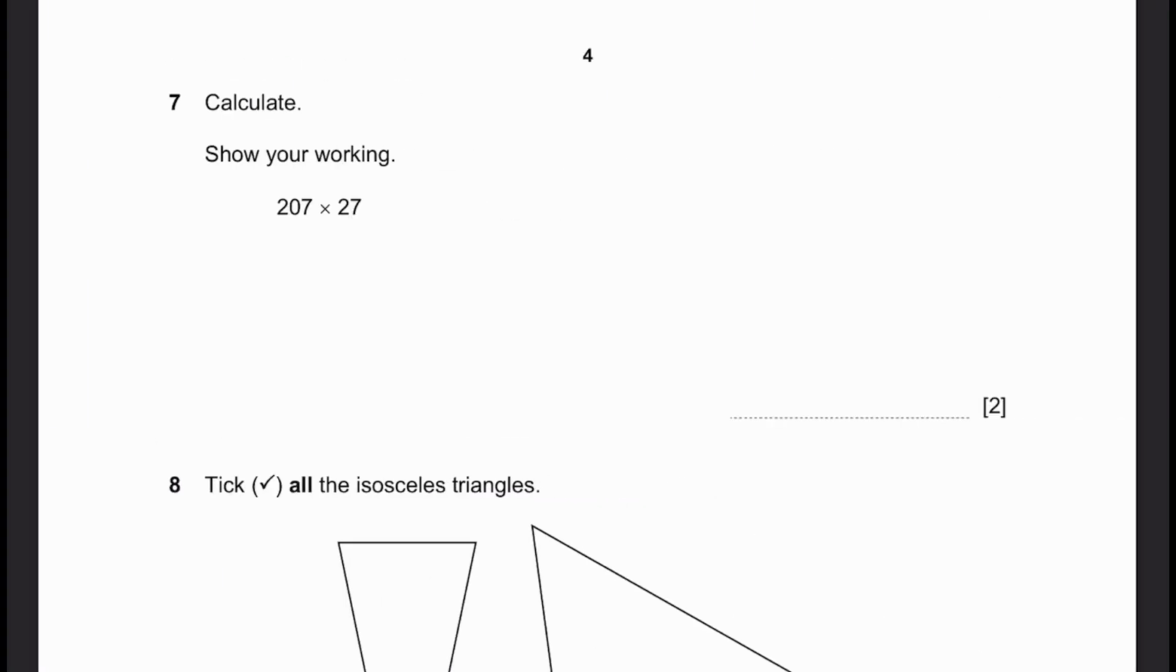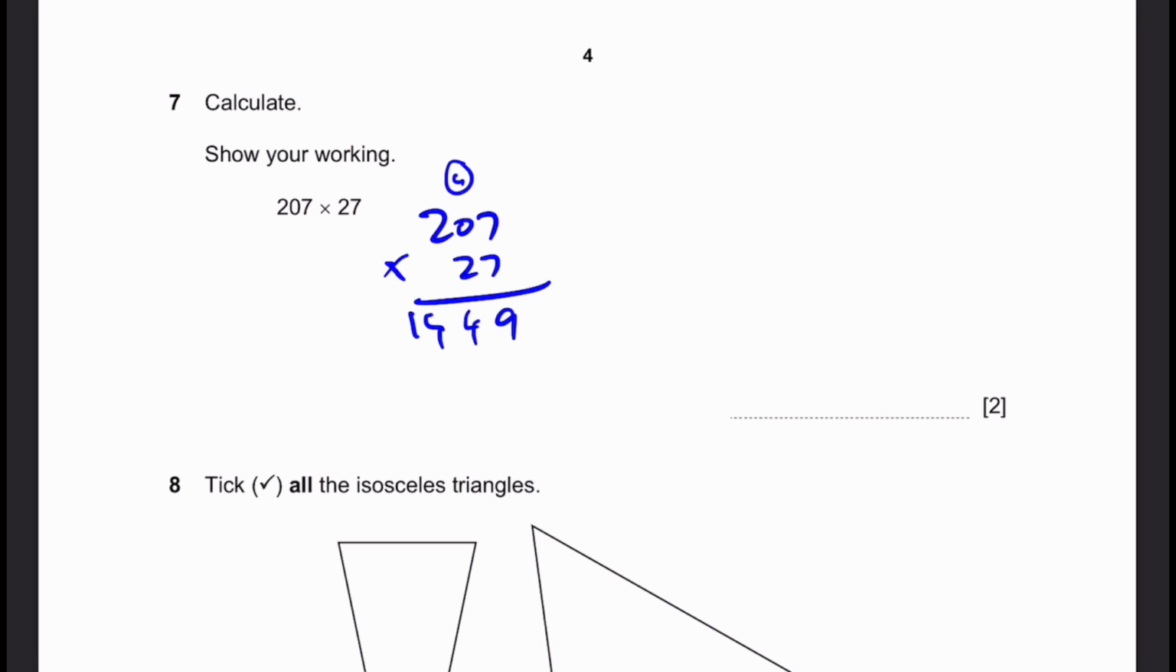Question 7. Calculate and show your working. 207 times 27. We can do this by normal multiplication. So we have first 207 times 7. That will be 9 with the 4 carry. And then 0 times 7 is 0. With the 4 carry, we add 4. And then 2 times 7 is 14. Where we get a 9? Of course, 7 times 7 is 49.